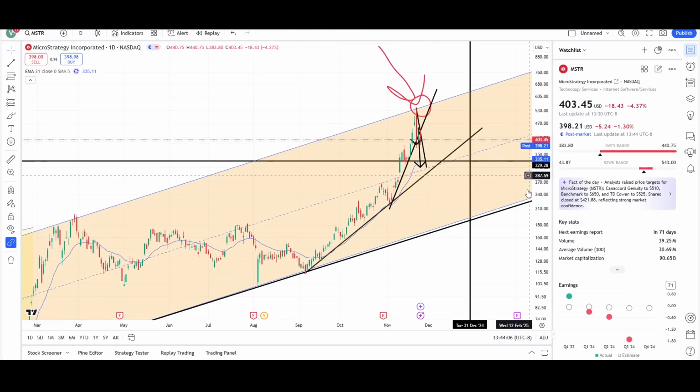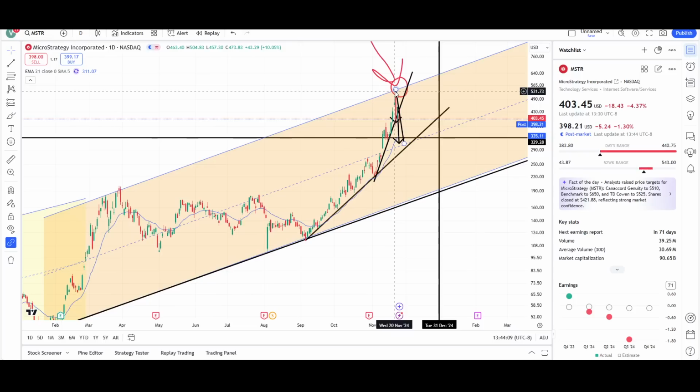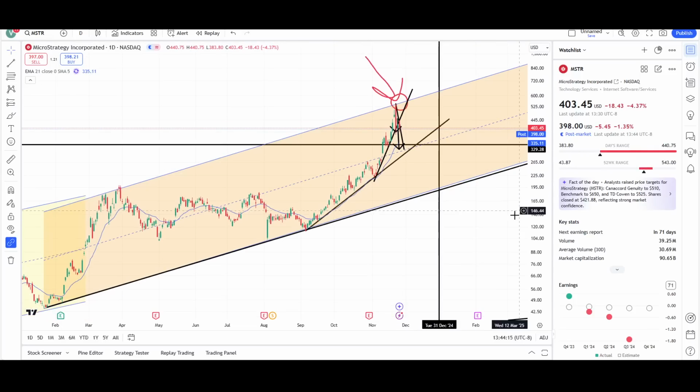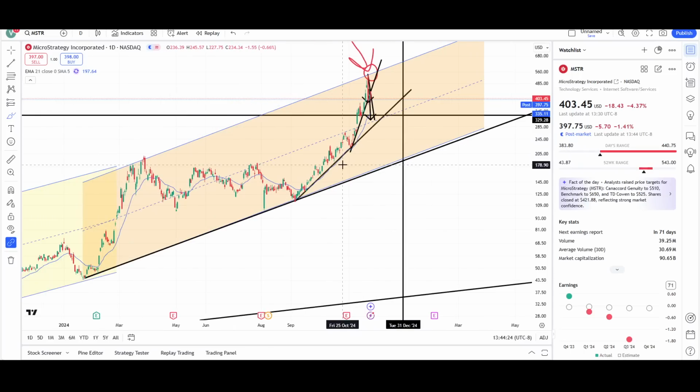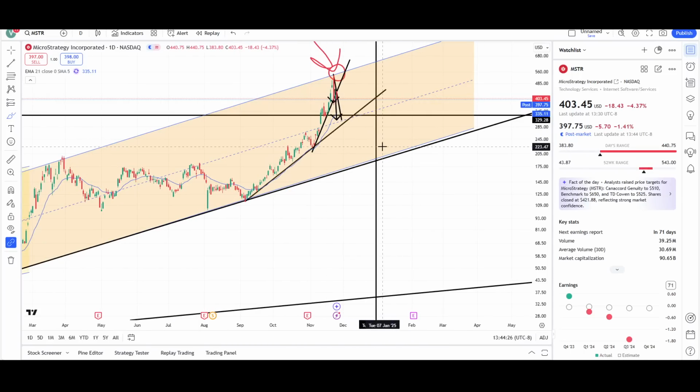So we did see rejection off the top side of the channel a few days ago, or last week Thursday it looks like. So you see that price is working its way to the opposite side of the channel right over here. Do I think it's going to get all the way over here? We'll have to wait and see. But do I think it will? Probably not. But it definitely can come into play.